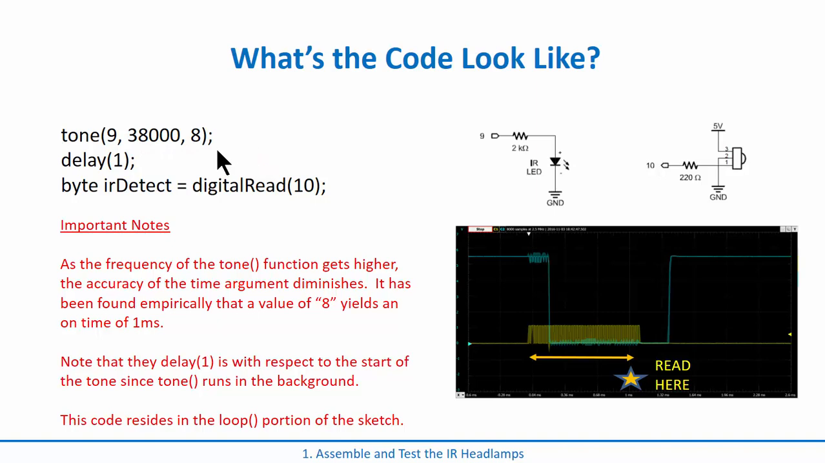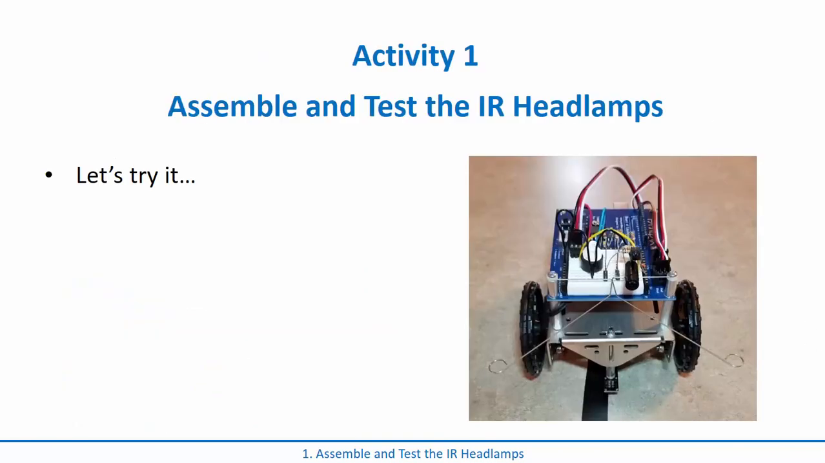Empirically, the folks at Parallax have discovered that if you put an 8 here, that will give you about a millisecond on time. So all we do is turn on the tone, and then we do the delay for 1. The reason we did that is we delayed from the moment we turned the tone on until about right here. And then we simply read from pin 10. If it's a 0, that means something's in our way. And if it's a 1, that means nothing is there. Okay?